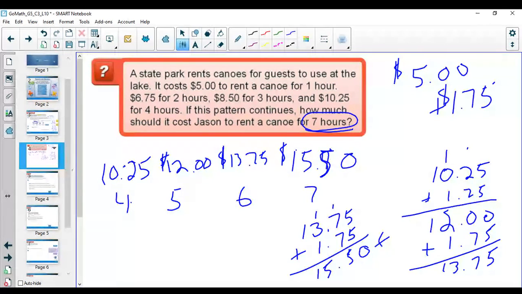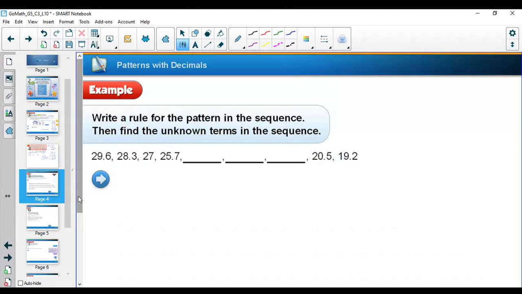So this is what we're doing today. We're looking at sequences of numbers. We're identifying a rule, and then we're applying that rule to that set of numbers. Let's take a look at another one and see what we can do here.